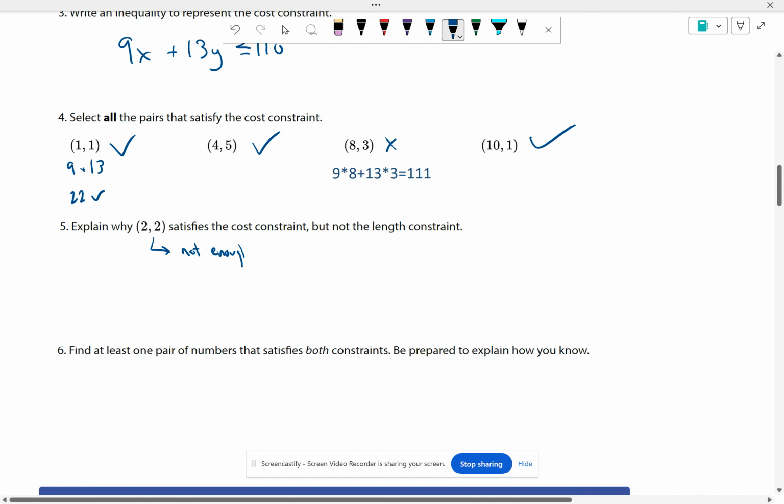That's not enough fabric if we need at least 9.5 yards. But it isn't within the budget.